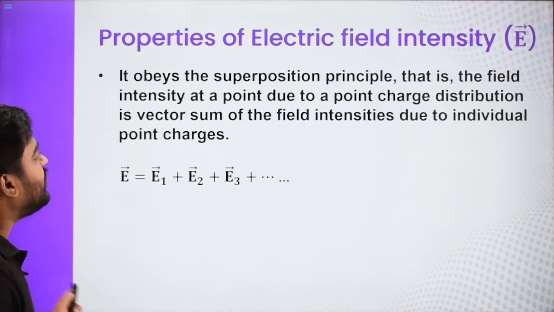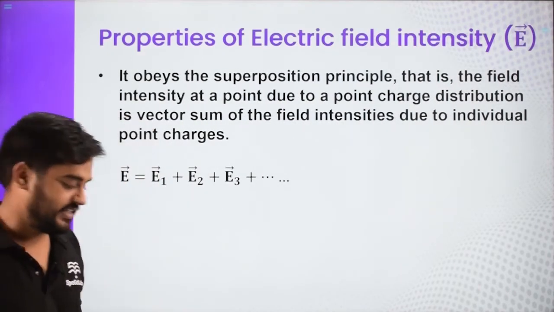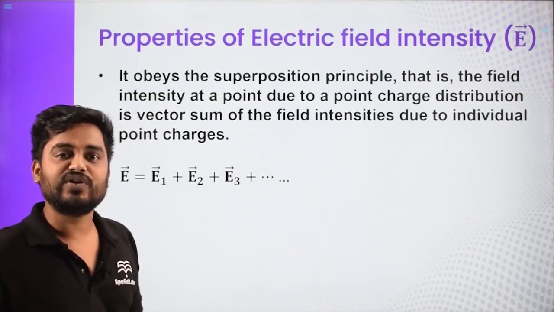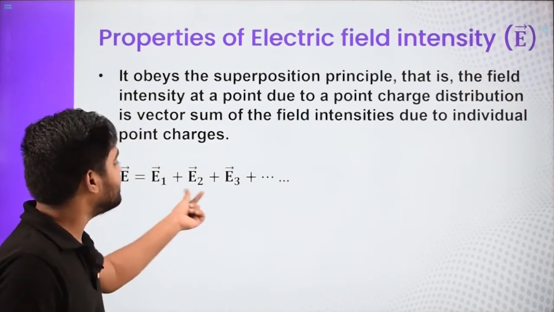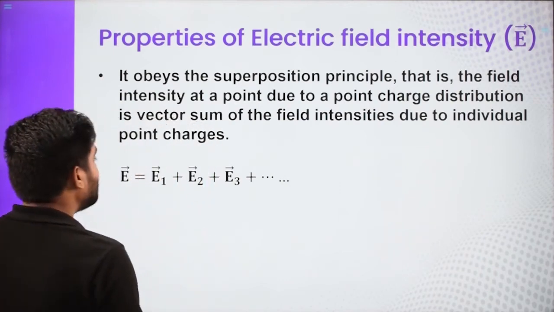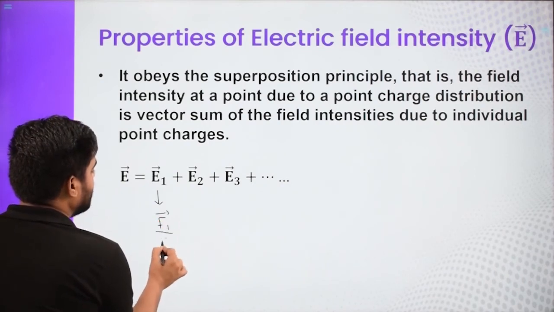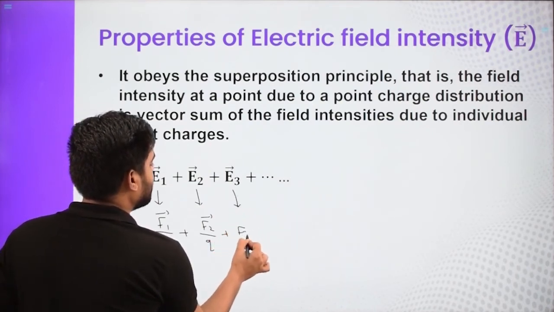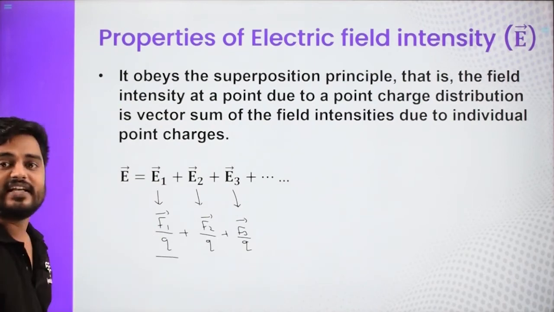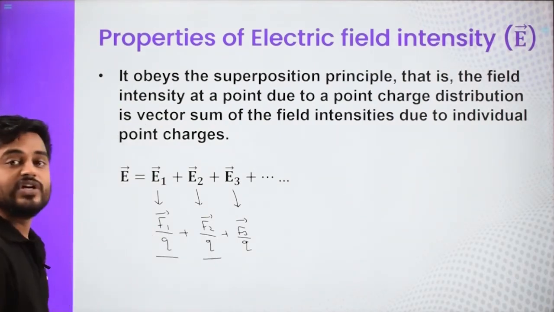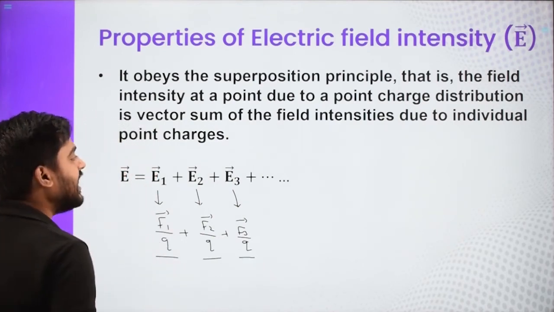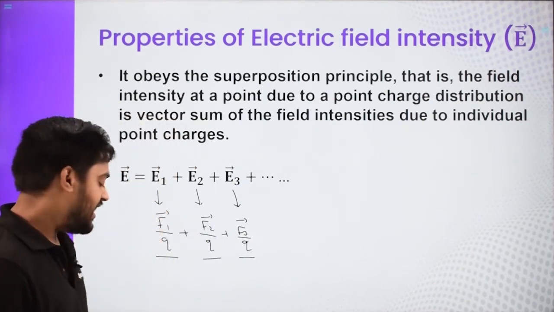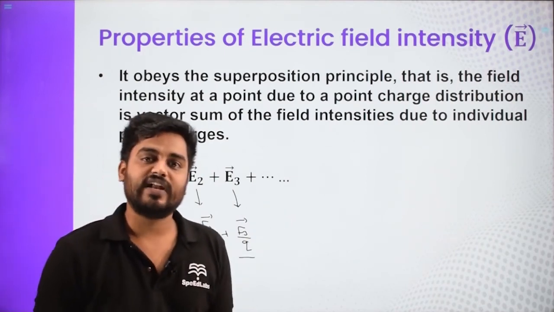Now the next property is that it obeys the principle of superposition. Like forces, if we say the net force on any point charge is the vector addition of all the forces, then it is force per unit charge only, right? So force per unit charge, that is electric field intensity, will also obey the principle of superposition. So we will say that this is nothing but F1 by Q, this is nothing but F2 by Q, this is nothing but F3 by Q. So we can say this is electric field intensity due to charge 1, this is electric field intensity due to charge 2, this is electric field intensity due to charge 3. And if there are more than one charges present, at any point we can get the electric field intensity due to each, and then we can do vector addition to get the net electric field intensity.